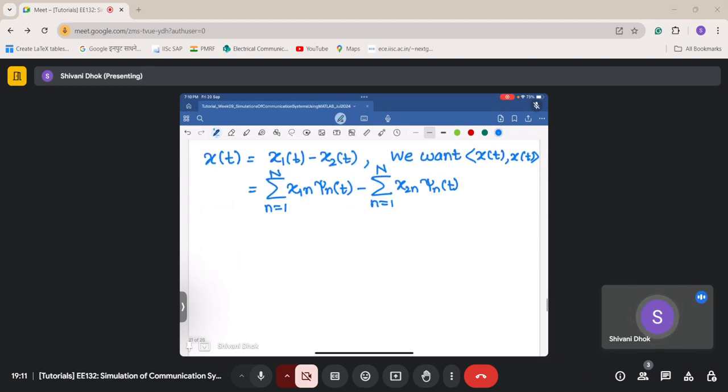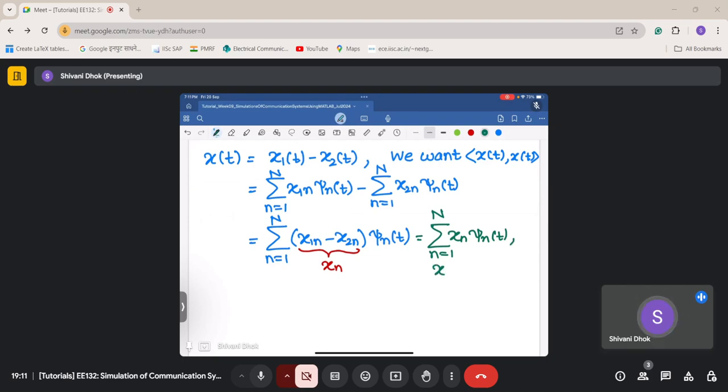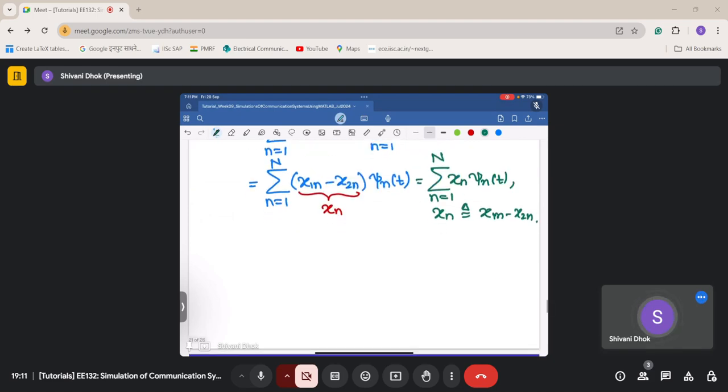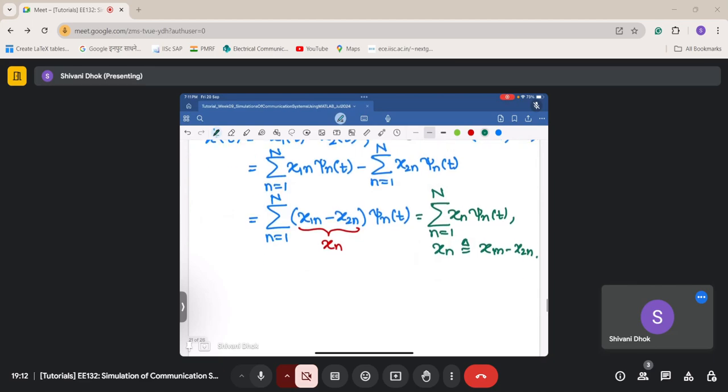We can merge these two summations and take out psi n of t common, so then we can write it as summation n equal to 1 to N of x1n minus x2n, times psi n of t, and just for simplicity let's write this as xn. Therefore, this is equal to summation n equal to 1 to N xn into psi n of t, where xn is defined as x1n minus x2n. Okay.